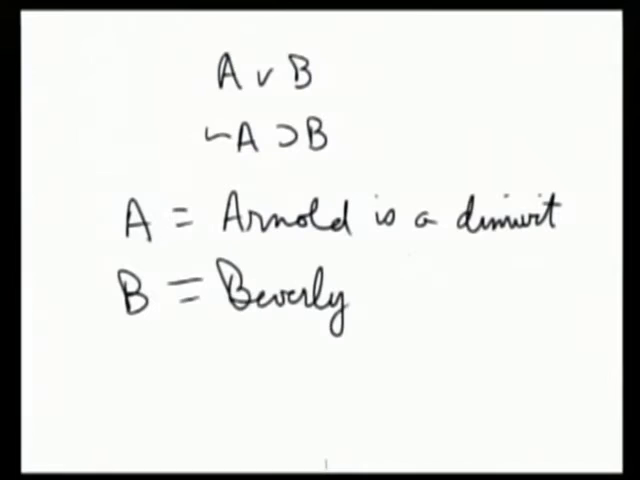okay, how's that? Arnold is a dimwit, Betty has no neck. I mean, you can interpret the sentences to mean anything you'd like, but it really doesn't matter. We can do it that way. That's the way that he'll continue to do this in the Logic Cafe exercises.